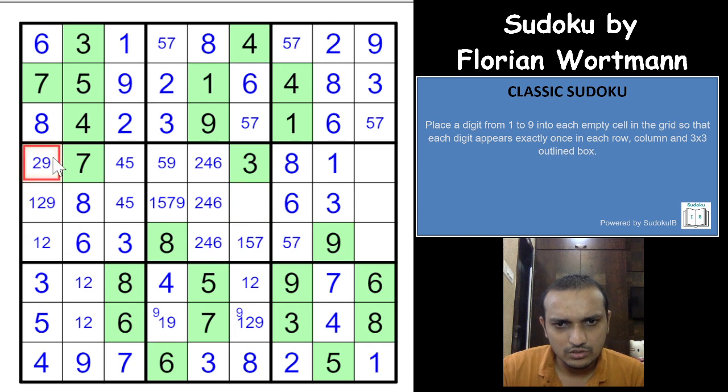One, two, 2, 9, 1, 9. I need 1, 9 for a Y-wing. No. 1, 2, 1, 9 and 2, 9. No.